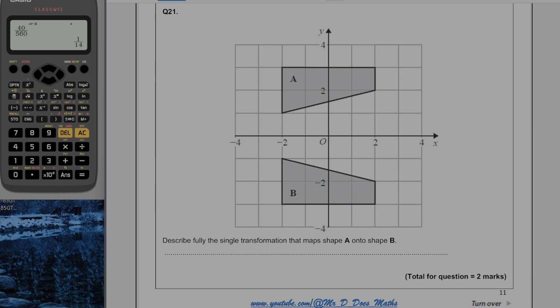Question 21. Describe fully the single transformation that maps A onto B. So that is a reflection in the line. Now I always like to give it as an equation, so that would be the line y is equal to 0. But you could state in the x-axis.